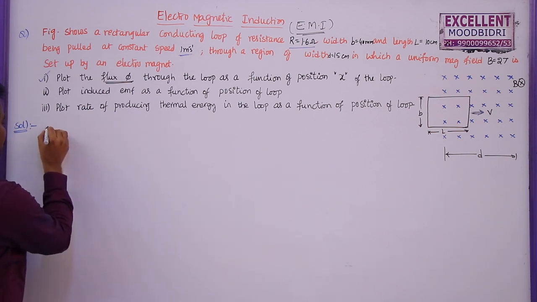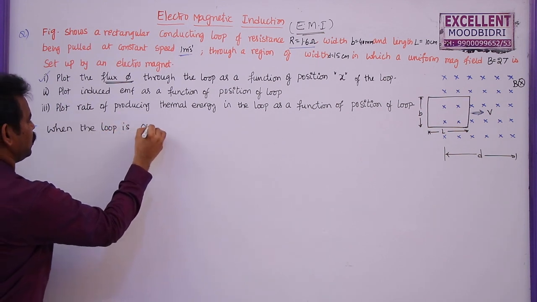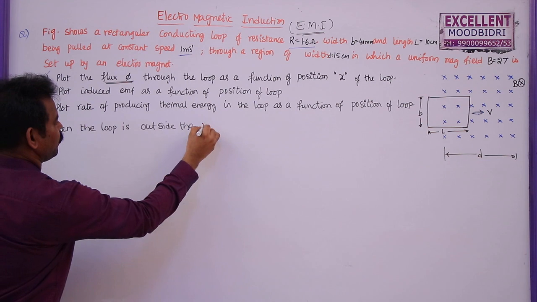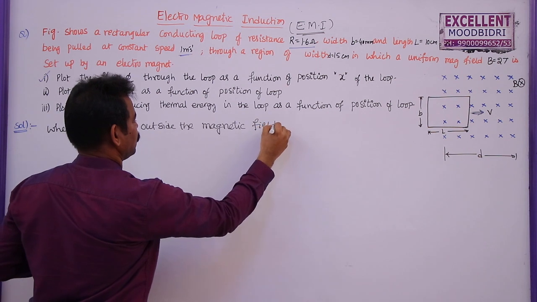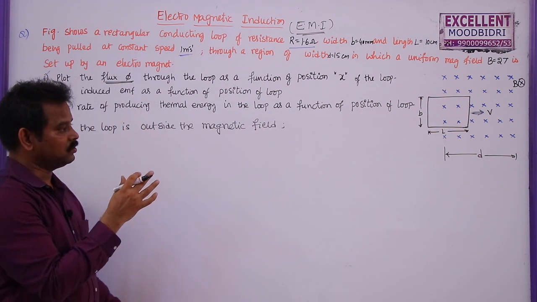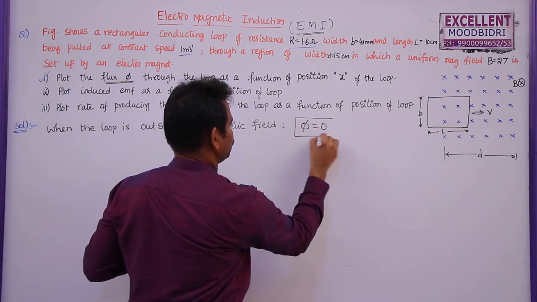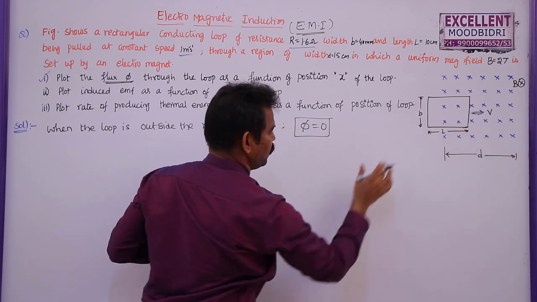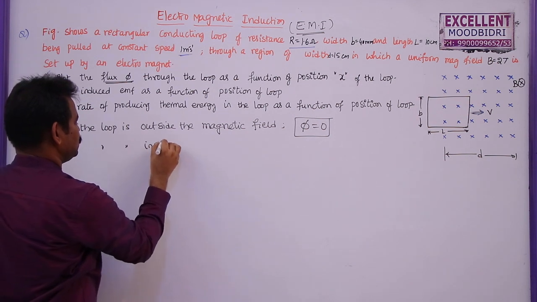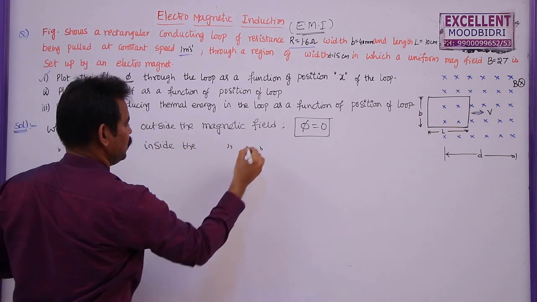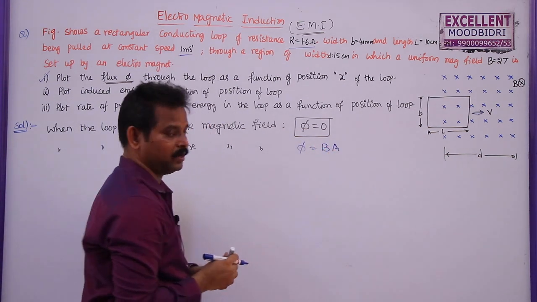When the loop is outside the magnetic field, then no field lines pass through it, so the flux will be 0 when the loop is outside. When the loop is inside the magnetic field, then the flux is given by BA, that is, magnetic field induction times the area of the loop.